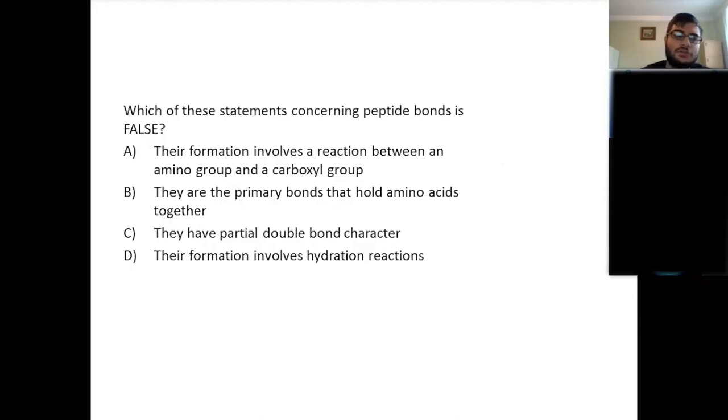And a hint just for the MCAT, whenever you see an answer choice and you don't know what it means, like if you didn't know what partial double bond character in C means, try and see if you can narrow down the other answers. You would have been able to know that D was false because it's a dehydration reaction rather than a hydration reaction. So it didn't matter if you knew C or not. If you were confident that you knew D, you could have picked that as the answer. On the MCAT, you likely won't know all of the answer choices for all of the questions, so you have to use a little bit of guessing and see how confident you are in what you actually do know to get the right answer.